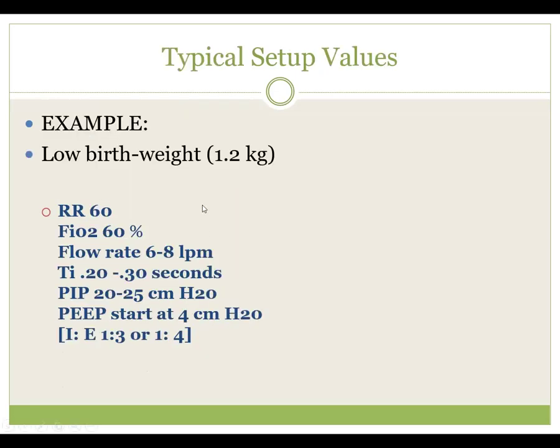Here's an example. Low birth weight baby, 1.2 kilograms. We might start at a respiratory rate of 60, and this is just guessing. FiO2 is 60, flow rate 6 to 8, inspiratory time 0.2 to 0.3 seconds, PIP at 20 to 25, and PEEP starting at 4. This gives us an I:E of 1 to 3 or 1 to 4, depending on where you set your inspiratory time. This is just a starting place.